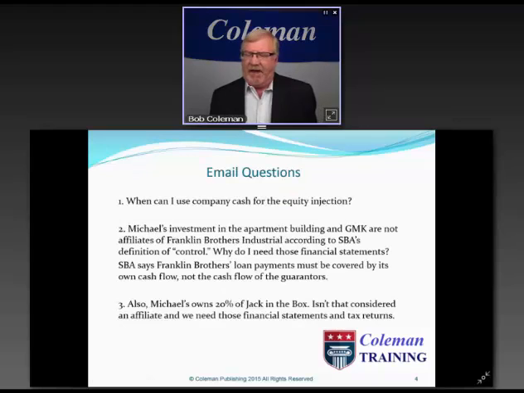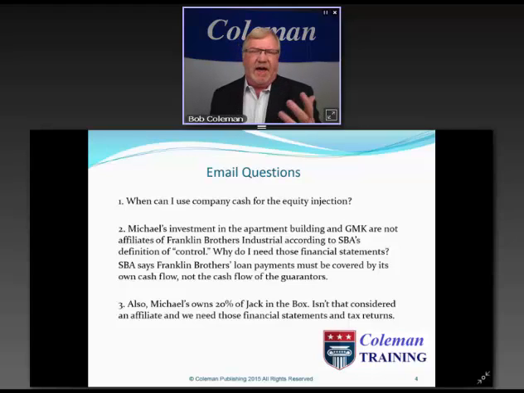And we have some questions about Michael's personal financial statement. Let me go to number 2, and then we'll go to number 1. Number 2. The question is, hey, Michael has an investment in an apartment building in something called GMK, but they're not affiliates by Franklin Brothers by standards. So the question is, if they're not affiliates of Franklin Brothers and it doesn't control those, why do I need to get all that information? The SBA says Franklin Brothers loan payments must be covered by its own cash flow, not the cash flow of the guarantors.